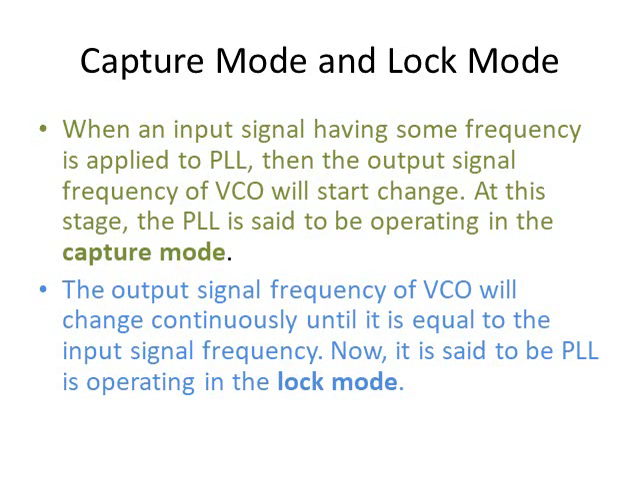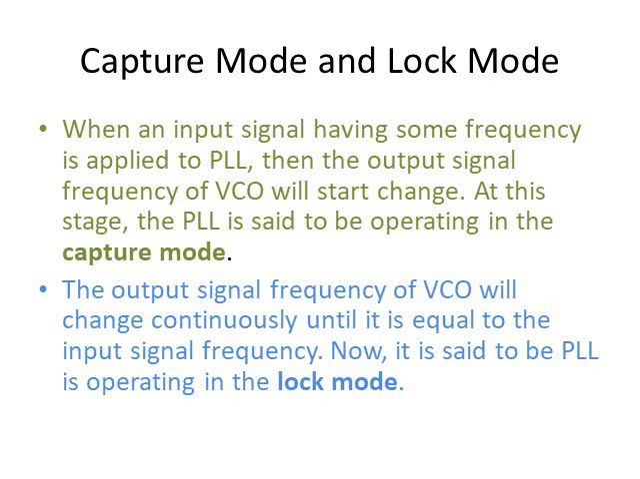Next, capture mode. When we apply a small input signal having some frequency, the output frequency of the VCO will start to change, because the free running output frequency is compared with the input frequency in the phase detector, so it produces an error voltage. Then the error voltage is filtered in the low pass filter, amplified and given to the voltage controlled oscillator, so it starts to change. That changing frequency operating mode is called capture mode.